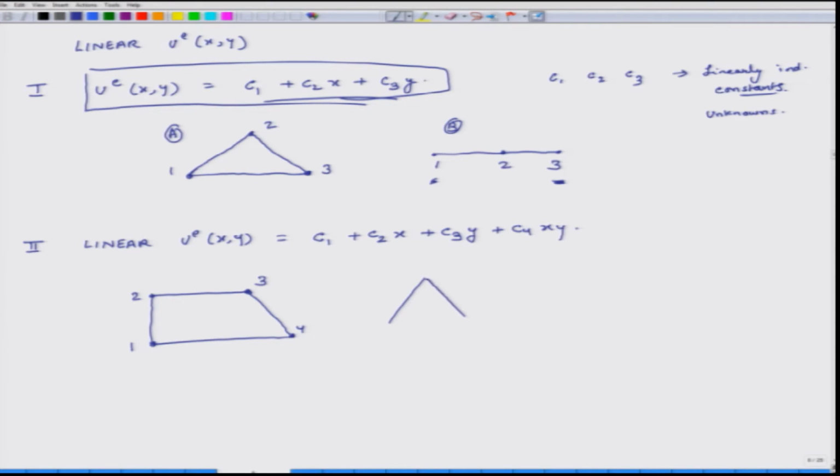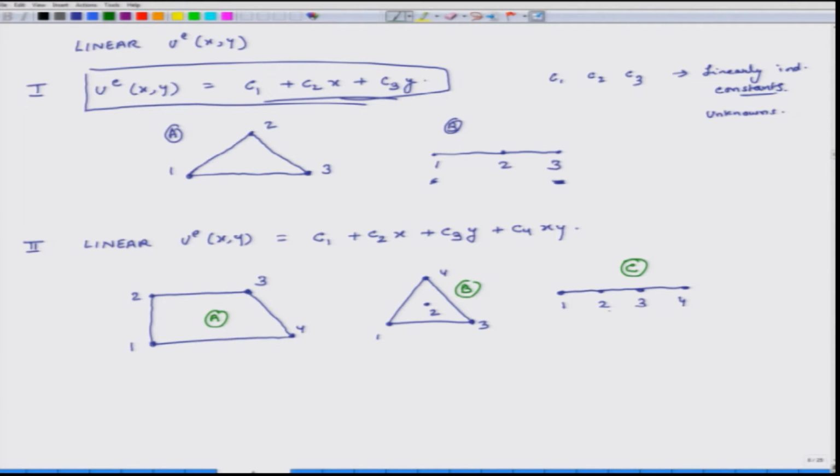or they could be for a triangle, or they could be for a line. So, once again I have case A, case B and case C.